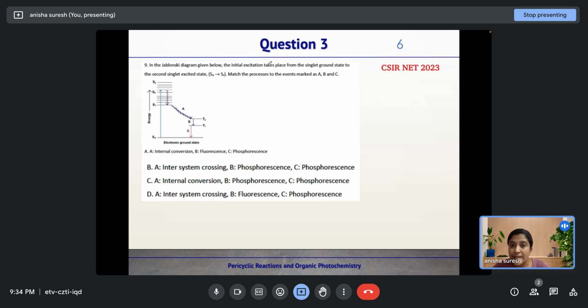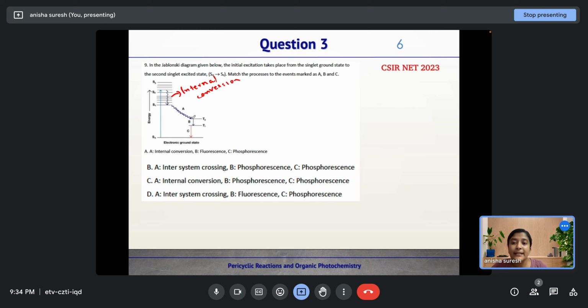Now they have shown some processes. Match the processes to the events marked as A, B, and C. So we know that from S2 by a non-radiative pathway it is coming to S1. So we know that this is internal conversion, as we have seen in the Jablonski diagram previously.